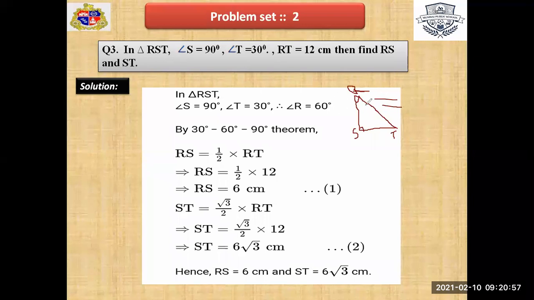From these two angles, we find the third one. Then we see which property is applicable here. This triangle is of type 30, 60, 90 degree theorem. Then we apply the properties of the 30, 60, 90 degree theorem. Okay. Now next question.